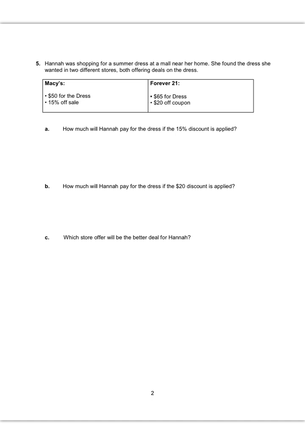All right, letter A. How much will Hannah pay for the dress at a 15% off discount with store number 1? So it sounds like I'm missing my part. So part equals whole equals in percent. I'm missing my part. I have my total at $50 for the dress, and I have my percent off at 15%. I'm going to use the proportion.